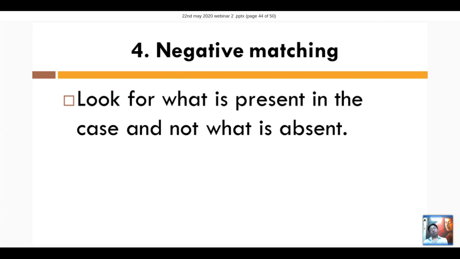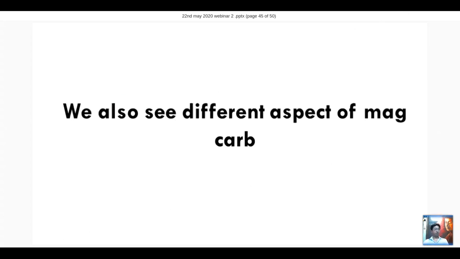And one mistake we many times make is negative matching. Look for what is present in the case and not what is absent, right? Many times we make the mistake of eliminating the remedy with information which is absent in the case. For example, if we are thinking about Pulsatilla and we say the patient is not weeping, right? If we are thinking about Natrum muriaticum and the patient weeps in front of you, or he is not having a salt desire. So this is very important. You have not to negatively match. You have to evaluate what you have in front of you.